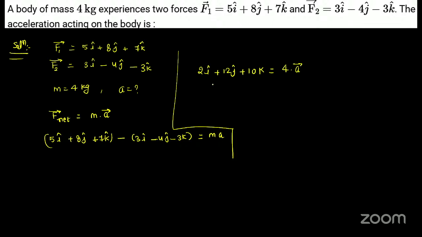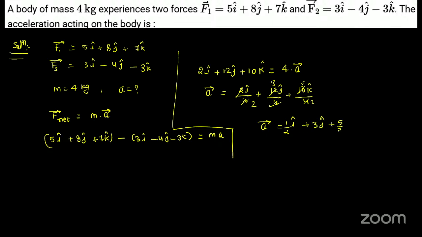Now divided by 4, the acceleration vector is 2i cap by 4 plus 12j cap by 4 plus 10k cap by 4. This is 1 by 2, 4 3s are 12, and this is 5 by 2. The acceleration vector here is 1 by 2 times of i cap plus 3j cap plus 5 by 2 k cap.